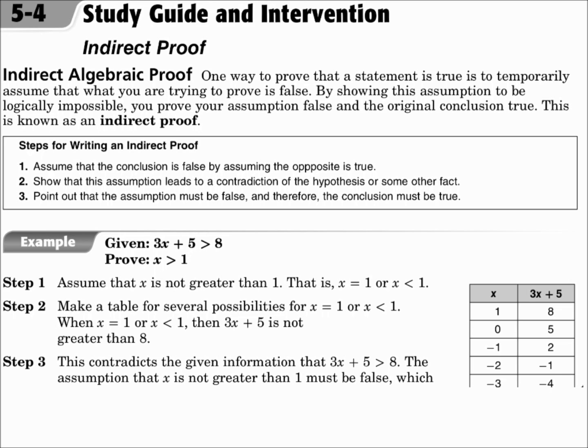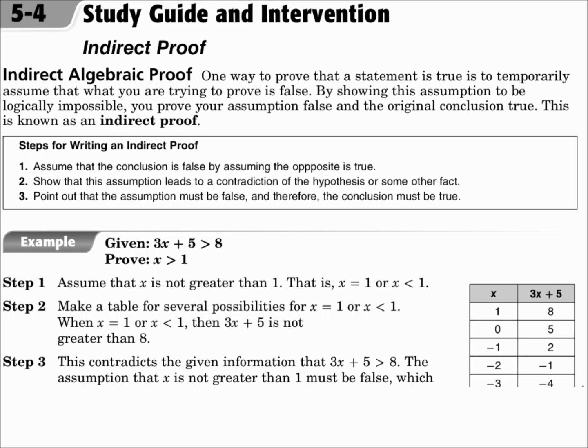One way to prove that a statement is true is to temporarily assume that what you are trying to prove is false. By showing this assumption to be impossible, you prove your assumption false and the original conclusion true. This is called an indirect proof.